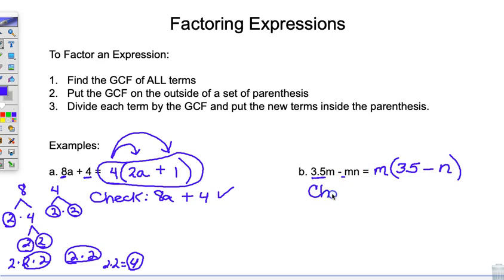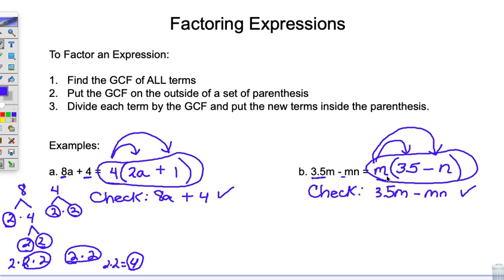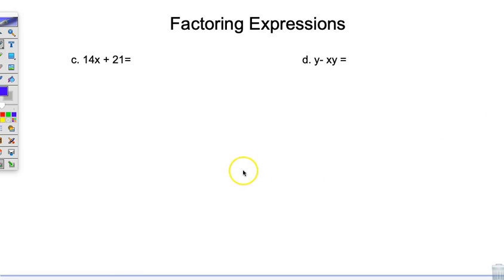Again, let's check our answer by applying distributive property. m times 3.5 is 3.5m. Keep the subtraction sign. m times n is equal to mn. So it does check out. So my answer is right here, m, open parentheses, 3.5, subtract n, closed parentheses. Let's try a couple more.